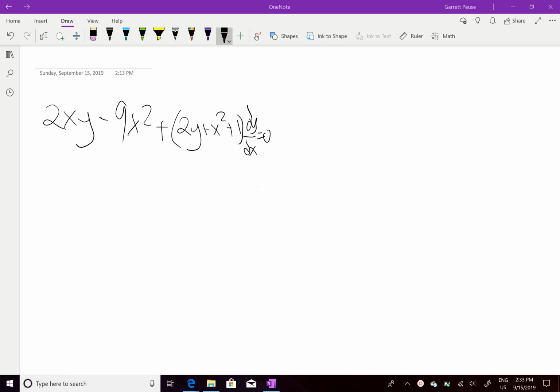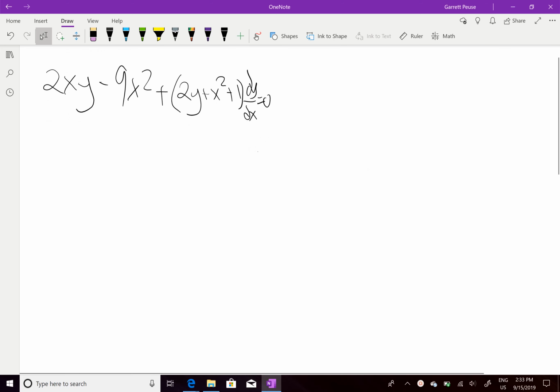Whoa, I think this is working. This is test 1 of differential equations today. This is not going to be the full explanation.